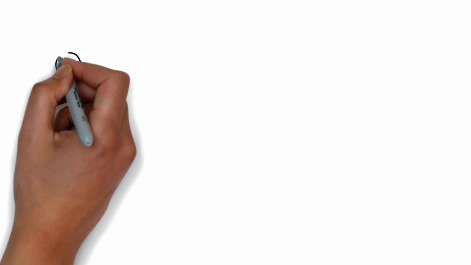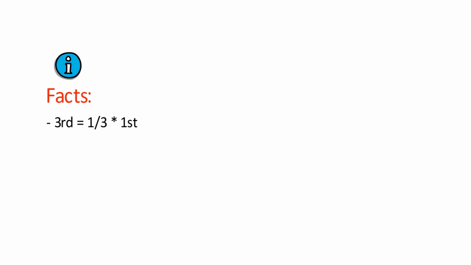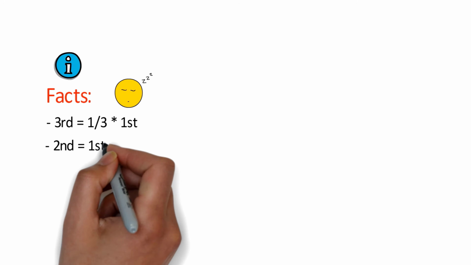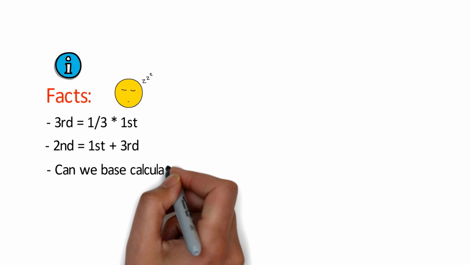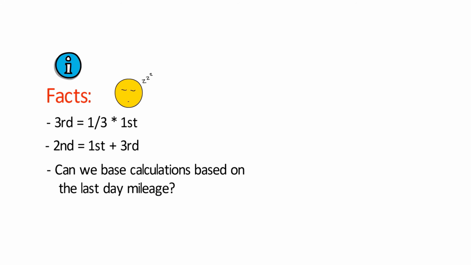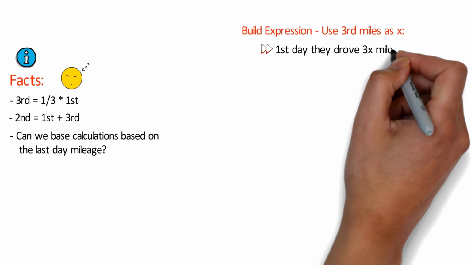There are 2 facts that I'd like to point out. Fact number 1 in this problem is that on the third day, they drove 1/3 of the first day miles. They probably got tired, right? And the second fact is on the second day, they drove first day miles plus third day miles combined. So what's interesting here, can we base our calculations off of the last day mileage? And what I mean by that is, can we use the third day miles as x in the expression we're trying to build? Based on this information, on the first day, they drove 3x miles.